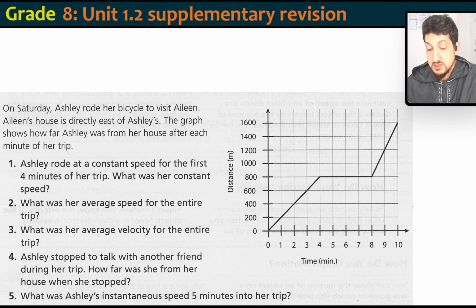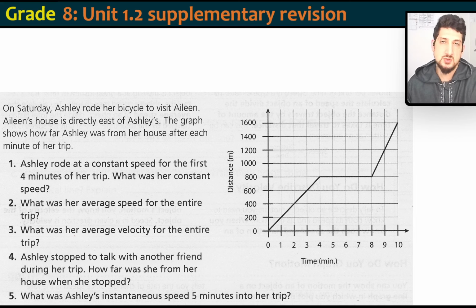Once again, this is the kind of question that you might be getting. You've got a graph here and you're asked to analyze the graph. On Saturday, Ashley rode her bicycle to visit Eileen. Eileen's house is directly east of Ashley's. The graph shows how far Ashley was from her house after each minute of her trip.